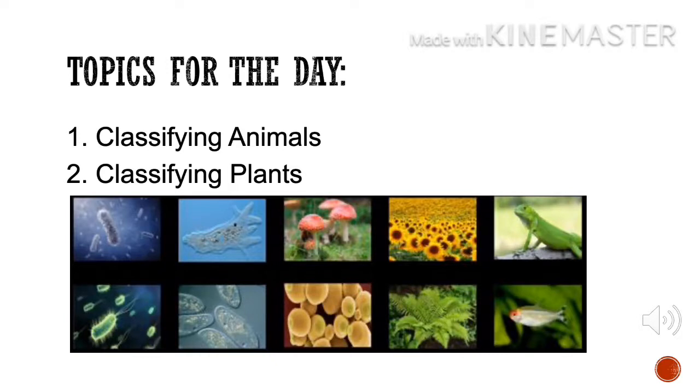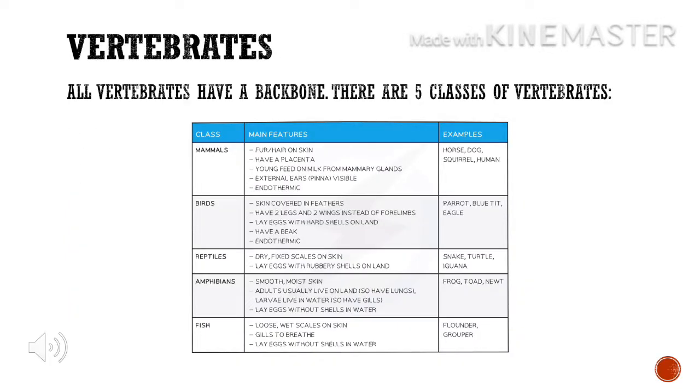Today, our topic is all about common cell structures. For this day, we'll be having two topics. The first one is classifying animals, and the second is classifying plants. Now, let's start with the vertebrates. It is a known fact that all vertebrates have a backbone, and they are classified under 5 classes.